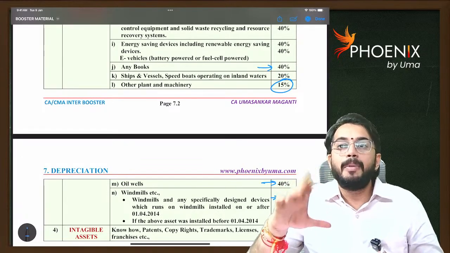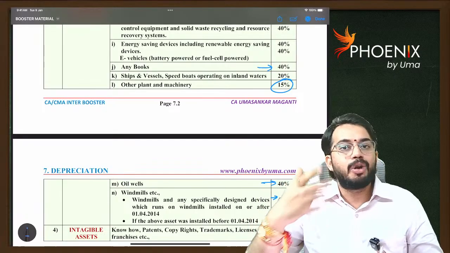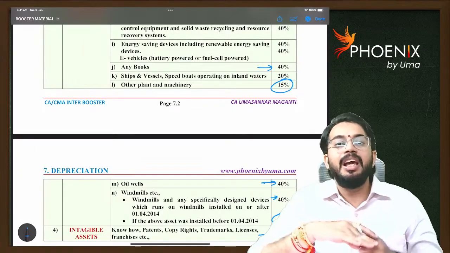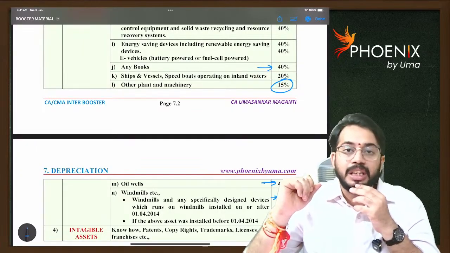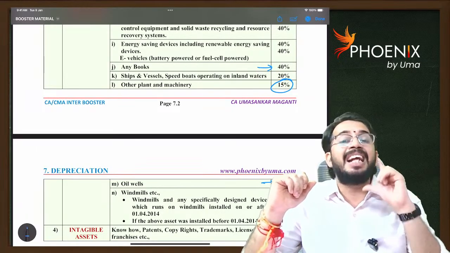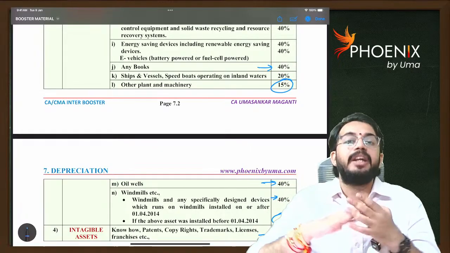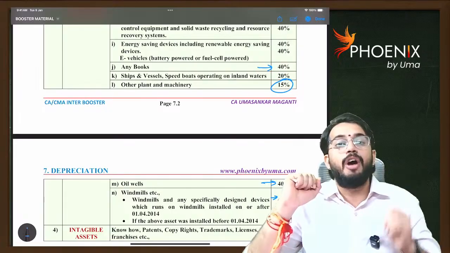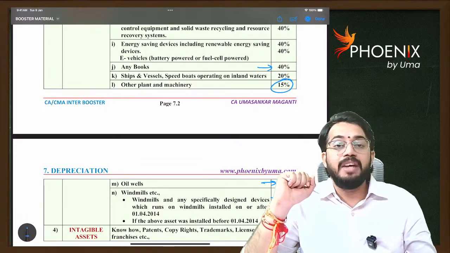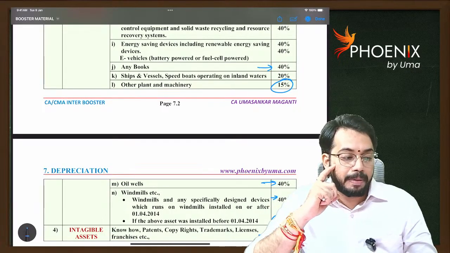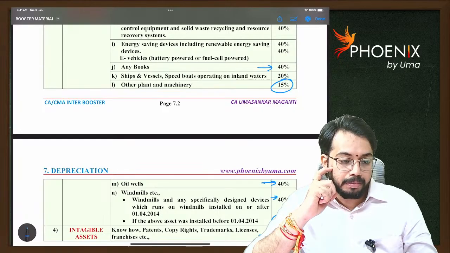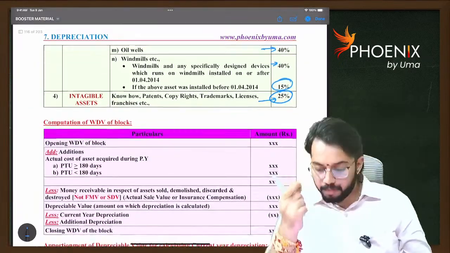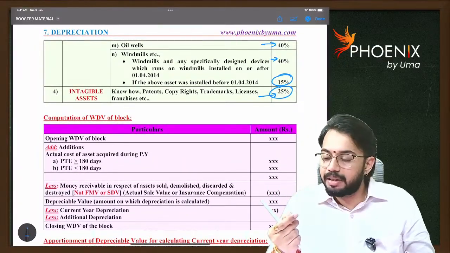If I purchase a motor vehicle which runs on petrol or diesel, rate of depreciation 15%. If I use that vehicle in hire business, rate of depreciation 30%. But if I purchase an electric vehicle, very, very important, an electric car or electric bike, rate of depreciation is 40%. Are you able to understand? On e-vehicle, rate of depreciation is 40%. So did you understand, Saket?